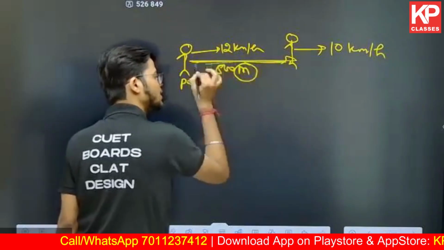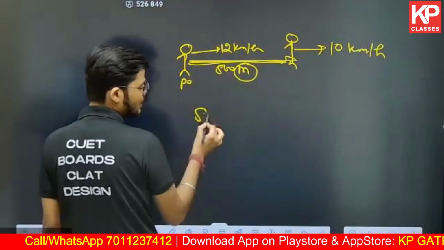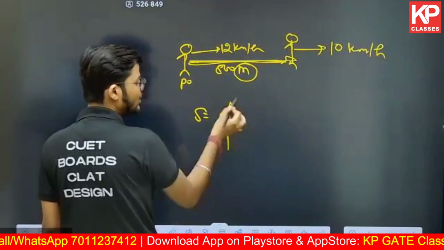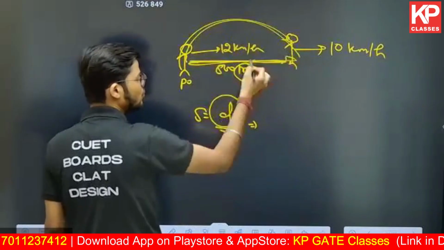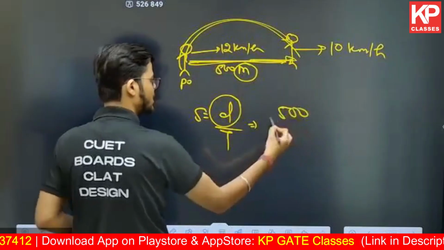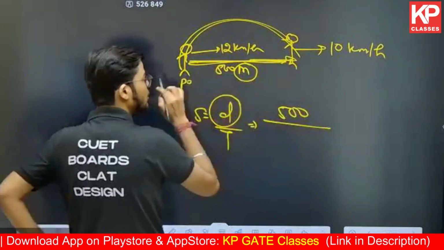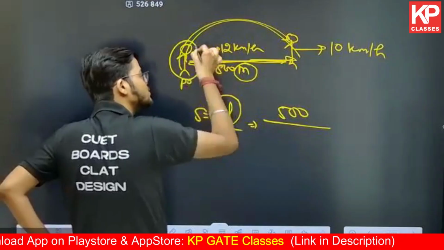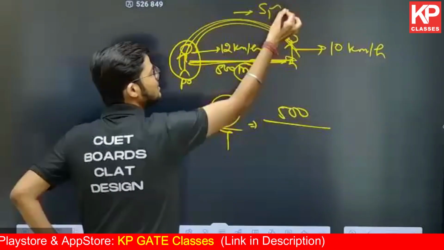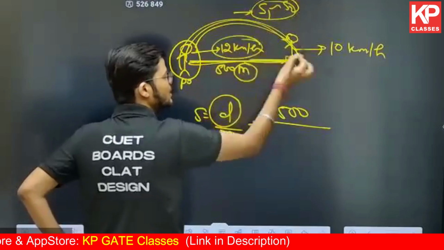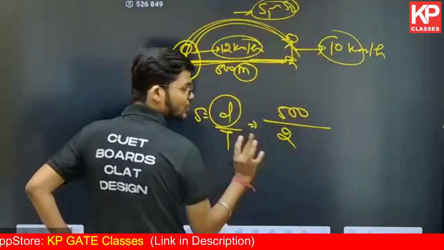So what is the distance between them? 500 meters. We know that speed is equal to distance upon time. So what distance does he need to cover with respect to him? The distance he needs to cover is 500 meters, divided by the speed. Now we need to calculate the speed of this person with respect to this person. This is relative speed. When they are running in the same direction, we take the difference, which is 2. So the relative speed is 2 kilometers per hour.